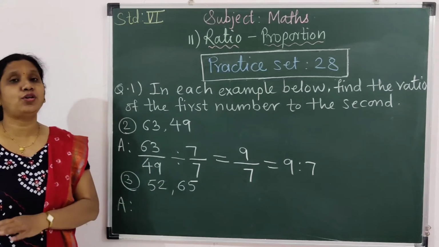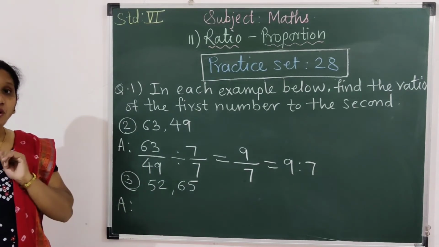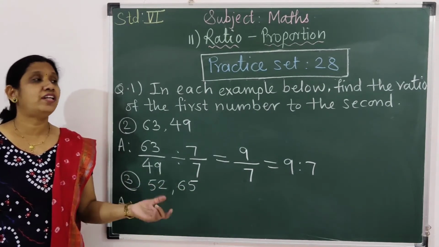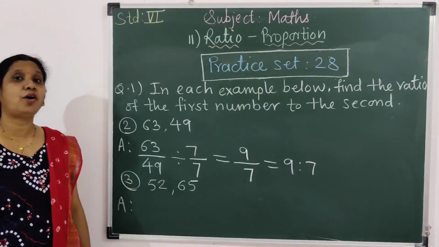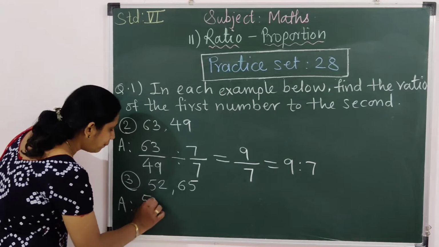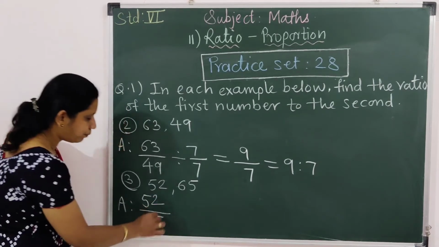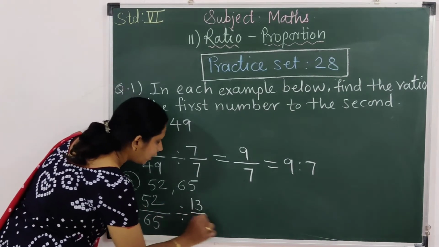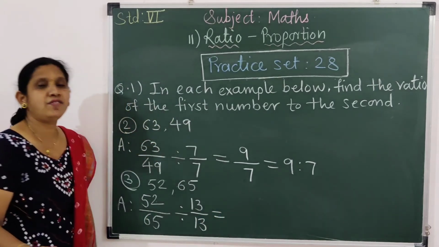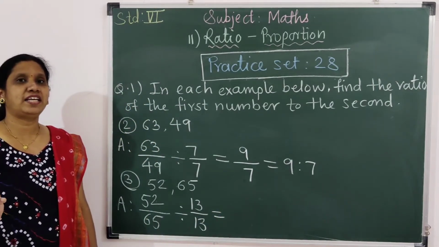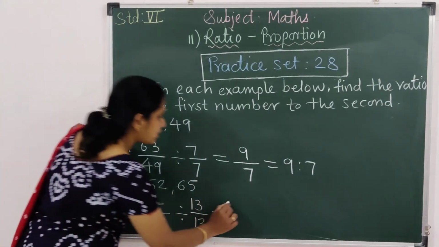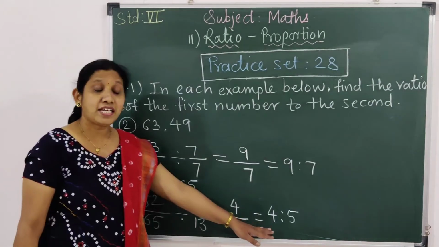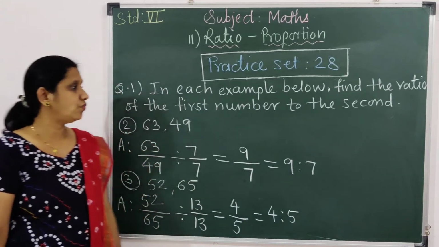Here also we cannot use any test of divisibility. Then what to do? We have to remember the tables. 52 and 65. Both the numbers are present only in the table of 13. So we'll write here 52 upon 65 or 52 divided by 65. Divisible by 13 upon 13. So 13 ones are 13, 13 twos are 26. Like this, 13 fours are 52 and 13 fives are 65. Okay, it is in the proportion of 4:5.